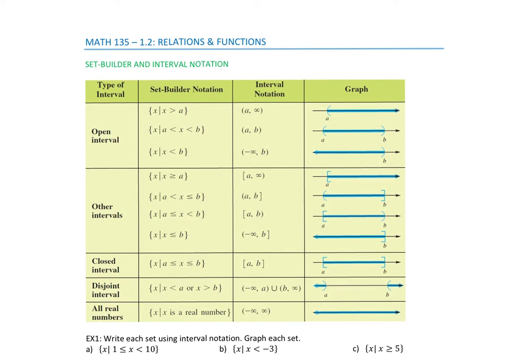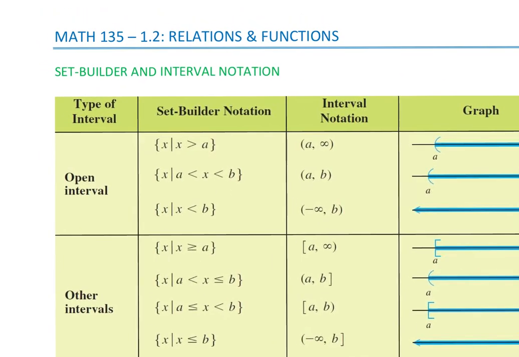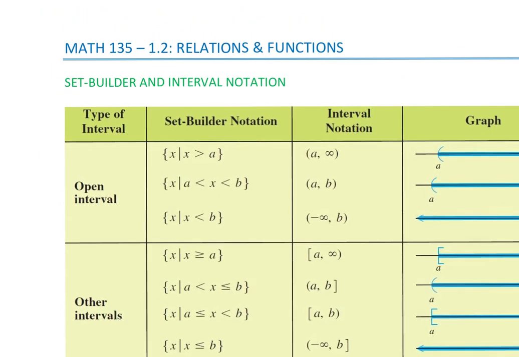In 1.2, we're going to look at relations and functions. The first thing that we're going to discuss is going to be set builder notation and interval notation. In our prior sections, we had talked about set builder notation. So what we're going to do now is translate from set builder notation to interval notation, and also graph our sets on a number line. So let's look at what we call an open interval.